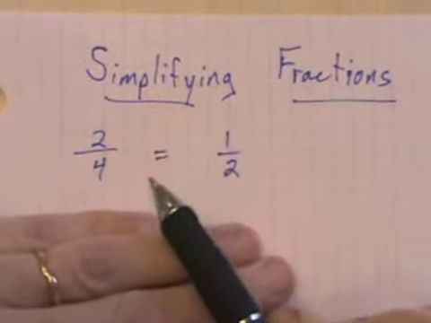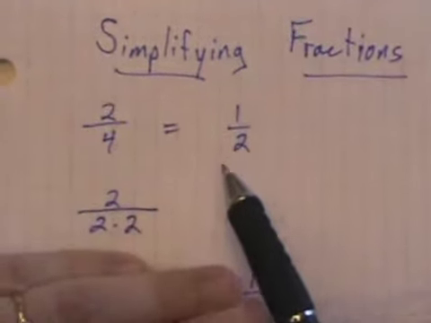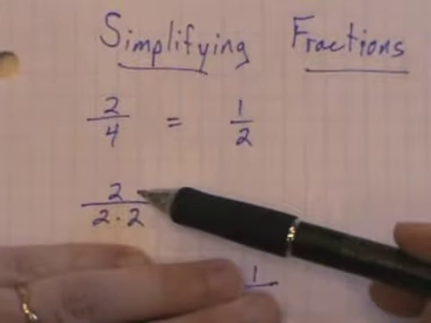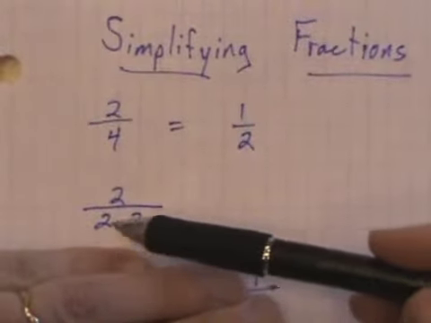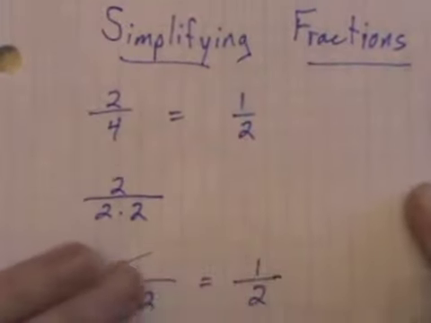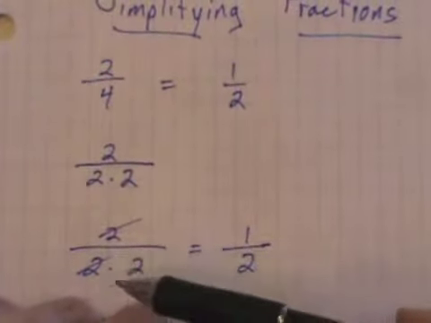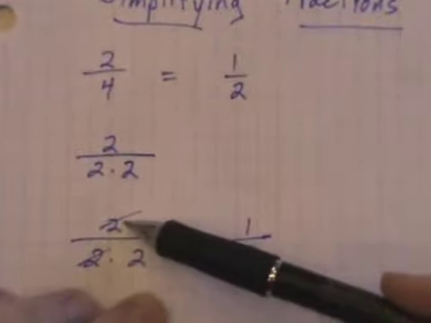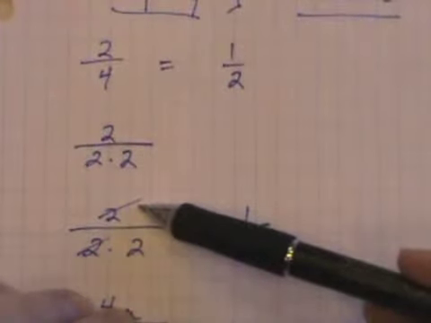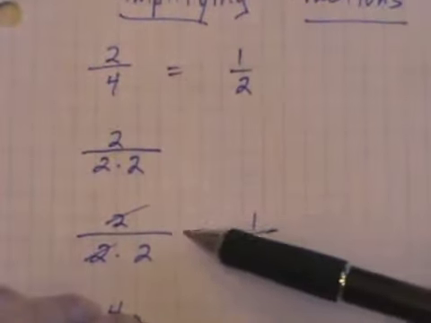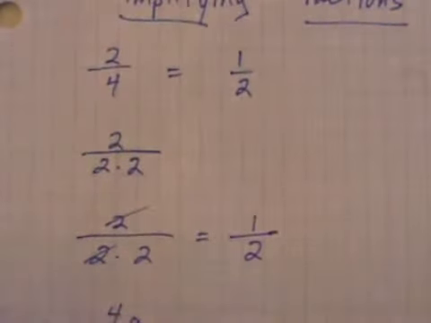You know that 2/4 is the same thing as 1/2. And I want you to think for a second, why? Look at this. 2/4 is the same thing as 2 over 2 times 2, isn't it? Because 2 times 2 is 4. So you can think of reducing or simplifying this fraction as crossing out a 2 in the numerator with a 2 in the denominator. That doesn't mean we have a 0 left in the numerator. That means we have a 1 left in the numerator. So that is one way to think about 2/4 becoming 1/2.